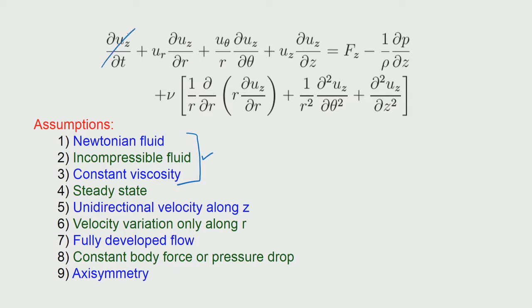So, we are going to strike off the first term because of assumption 4, steady state, and we are saying it is a unidirectional velocity along z. So, there is no u r. And then there is no u theta also, and so that would be gone. Okay. And we say that the velocity variation is only along r. So, variation along the theta direction is being dropped. So, that would be assumption 6.